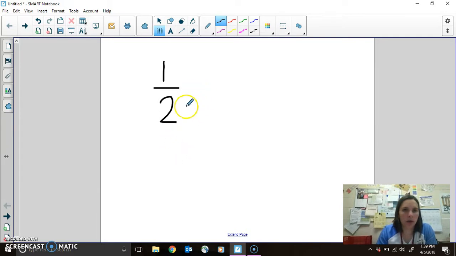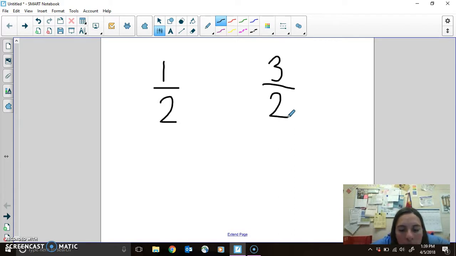Okay, here's our next one. Three halves. Greater than a whole, stand up. Less than a whole, put your head down on the table. That one is greater than a whole.